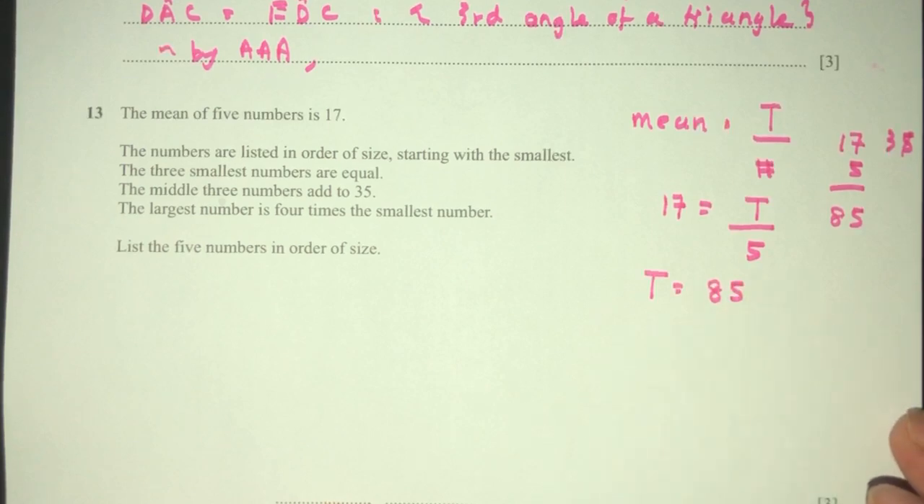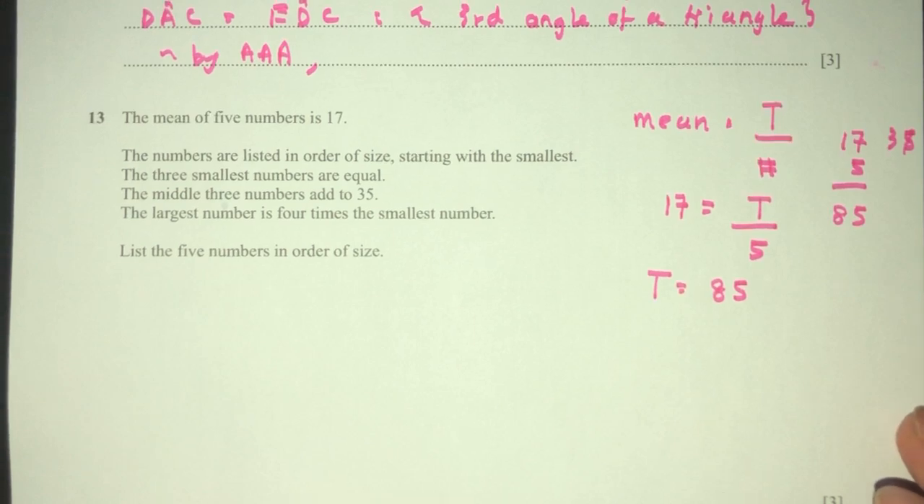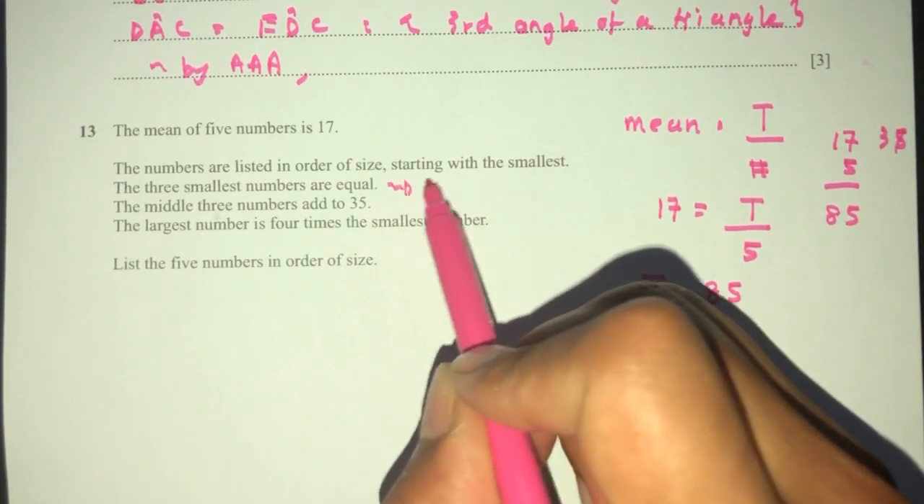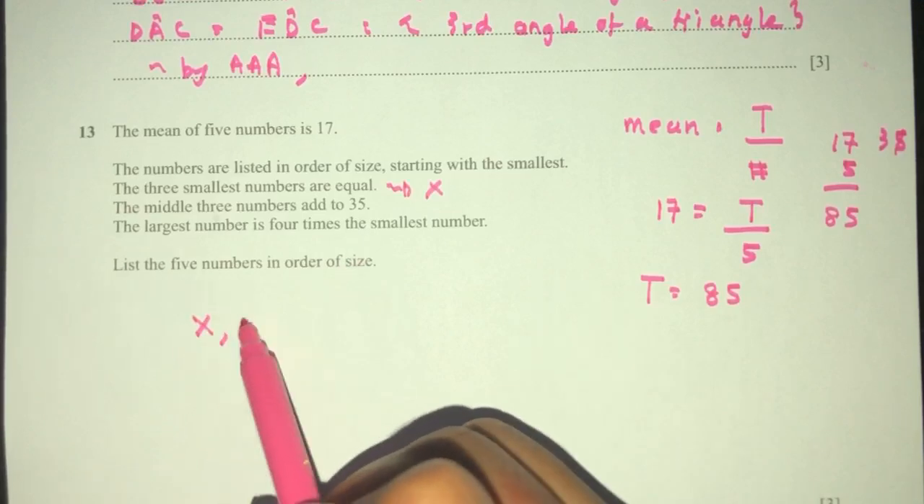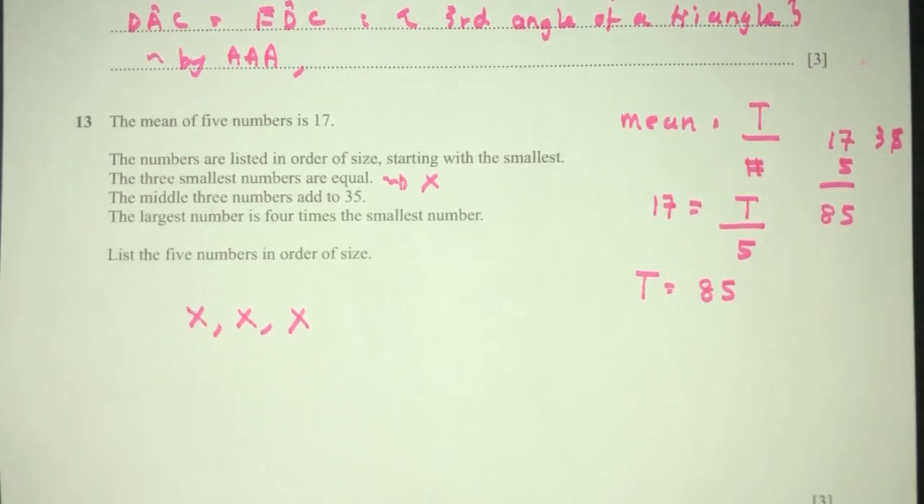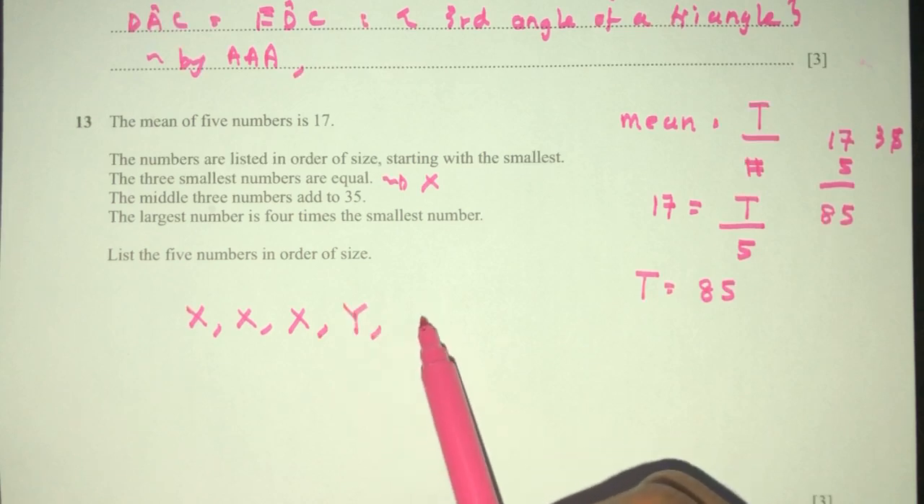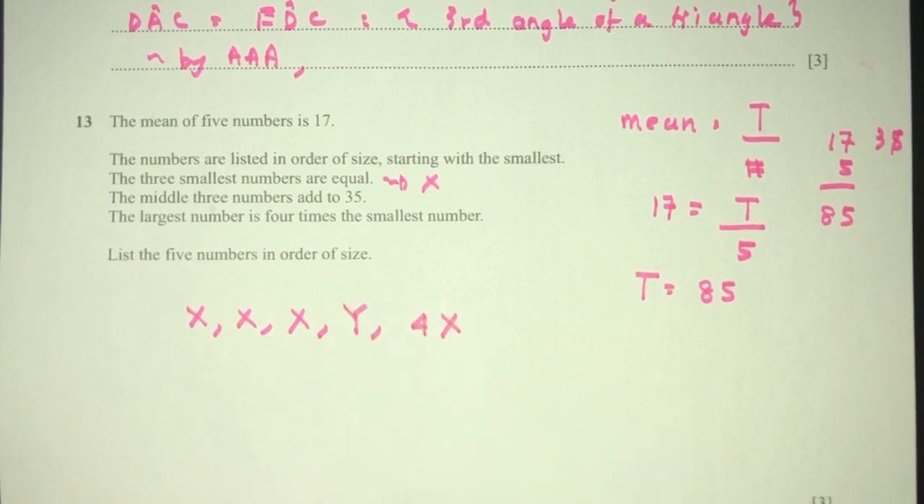Now the numbers are listed in order of size, starting with the smallest, which means in ascending order. The 3 smallest are equal, so let's call the smallest numbers x. You would say the first 3 numbers are equal: x, x, x. And the middle 3 add up to 35. The largest number is 4 times the smallest number. We have 5 numbers in total, so we have the first 3, and the fourth we don't know, so let's call this y. The last one is 4 times the smallest number. So the numbers are x, x, x, y, and 4x, according to the information given.